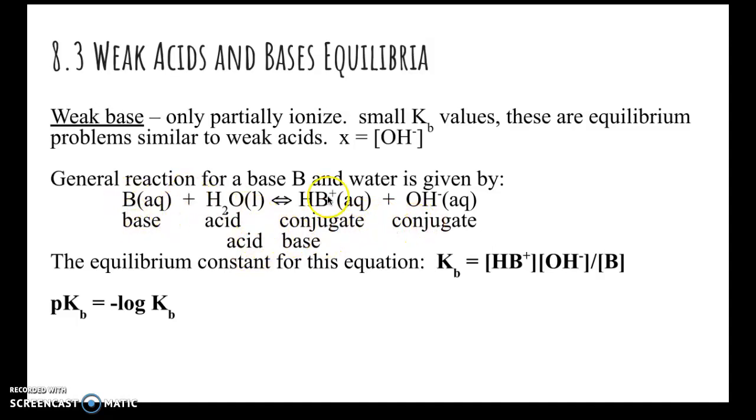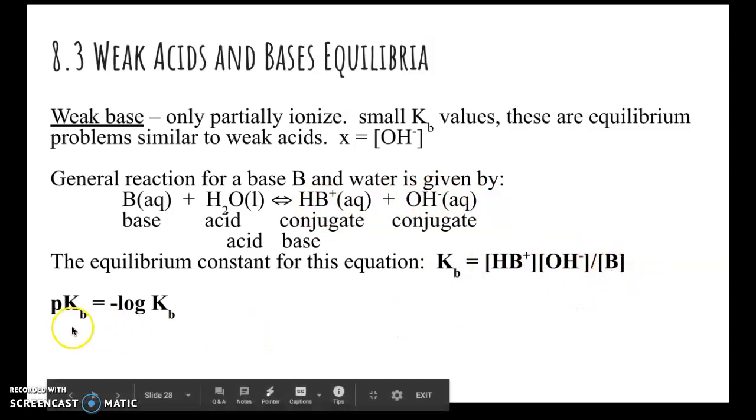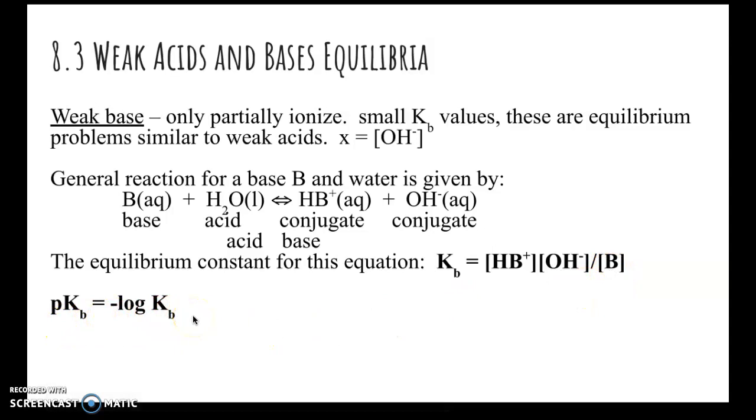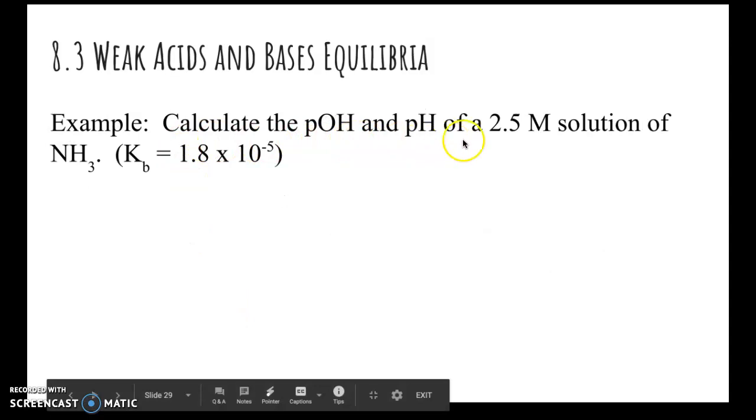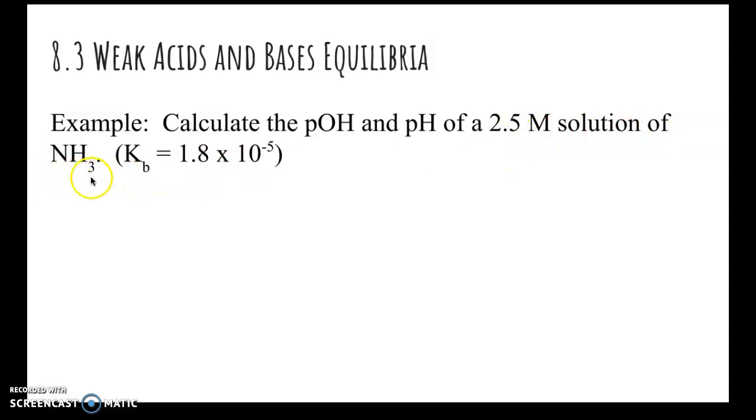So anyway, the base is going to turn into this conjugate acid after it accepts that hydrogen ion. The Kb expression is right here. It's the conjugate acid times the conjugate base over the initial concentration of your base. And then we also have pKb equals the negative log of Kb. All right, so we're going to go right to an example. We want to find the pOH and the pH of this 2.5 molar solution of ammonia. Ammonia is probably the most common weak base that we're going to work with. It has a Kb value of 1.8 times 10 to the negative fifth.